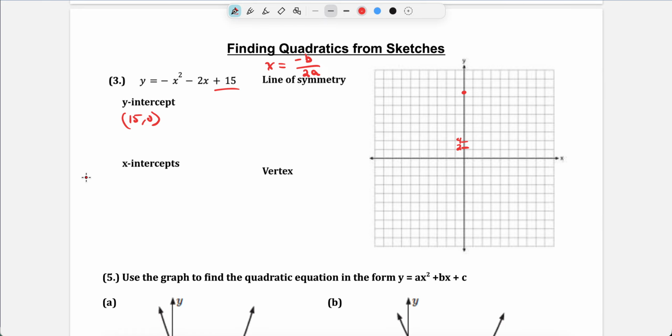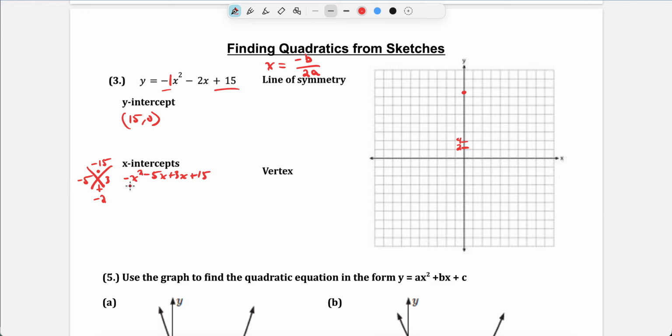Okay, our x-axis intercepts. I just need to go ahead and think about what is going to multiply to negative 15. I get negative 15 by thinking about this coefficient as negative 1 times this positive 15, so that gives me negative 15. And what adds to negative 2, so that's going to be negative 5 and positive 3. Okay, so I'll have negative x squared minus 5x plus 3x plus 15.